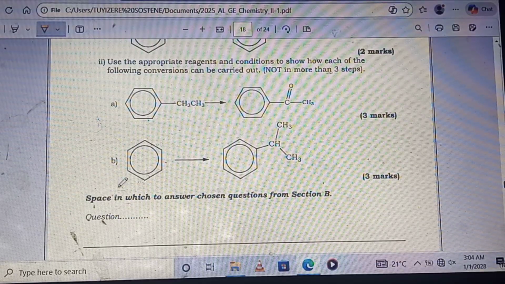B. Benzene changes into isopropylbenzene. The reagent we need to put in benzene in order to change it into isopropylbenzene is isopropyl chloride in the presence of aluminum chloride.